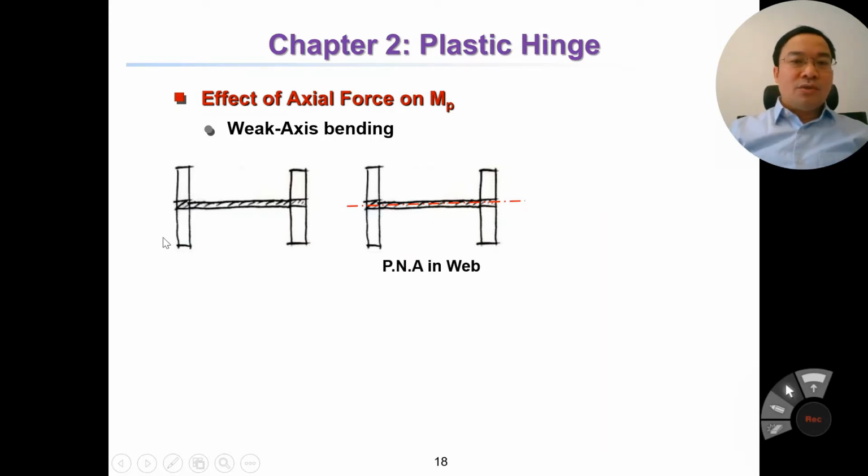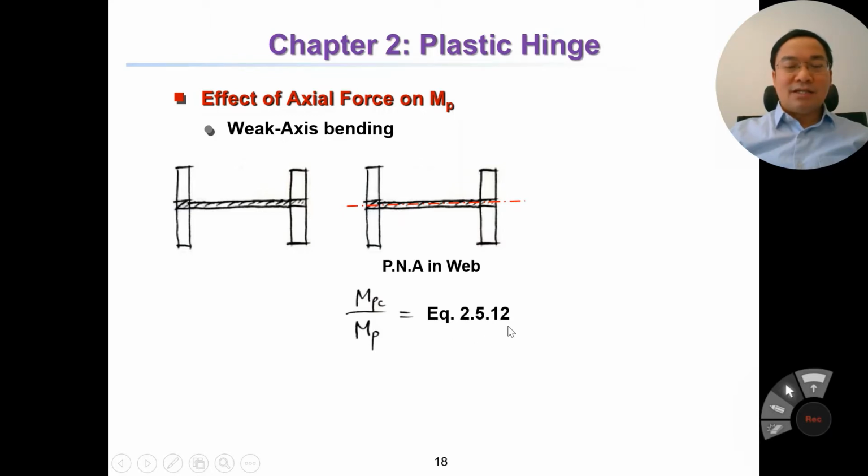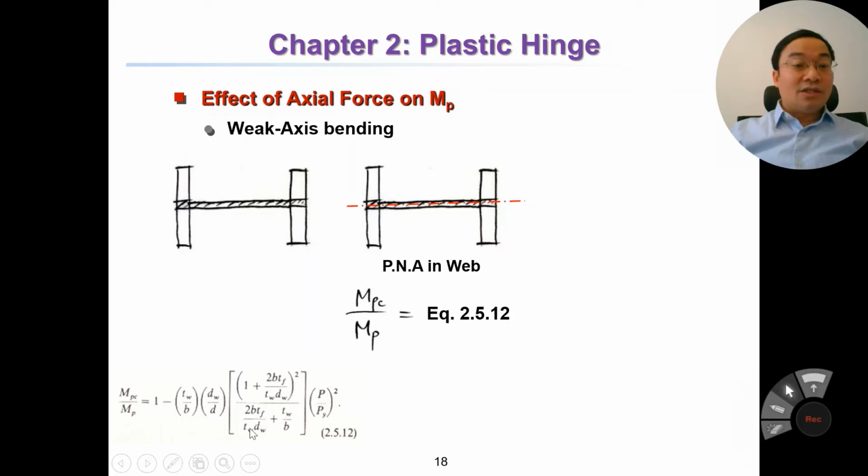There are two possibilities. The first possibility is the PNA in web. If PNA is in web, then the ratio between MPC and MP can be determined by using this equation in the textbook, equation 2.5.12 in your textbook, like this. So you can check in textbook or you can use this one. It's okay.